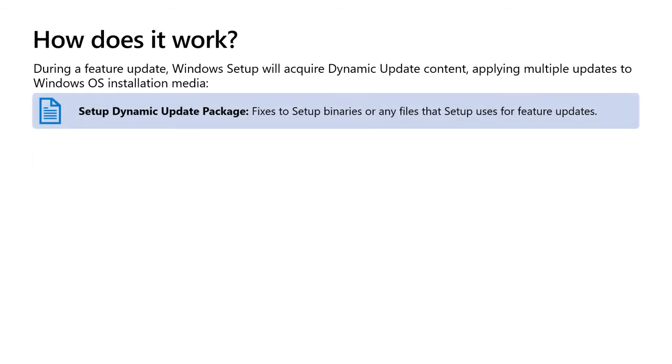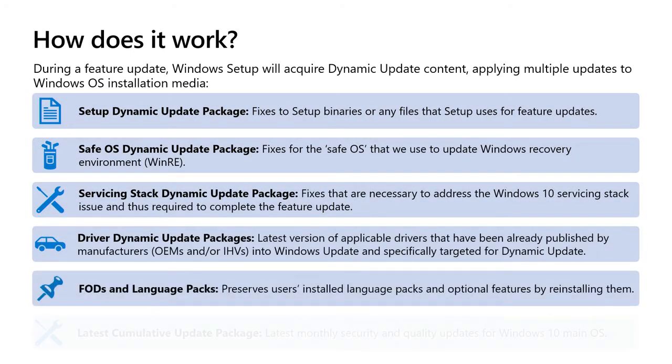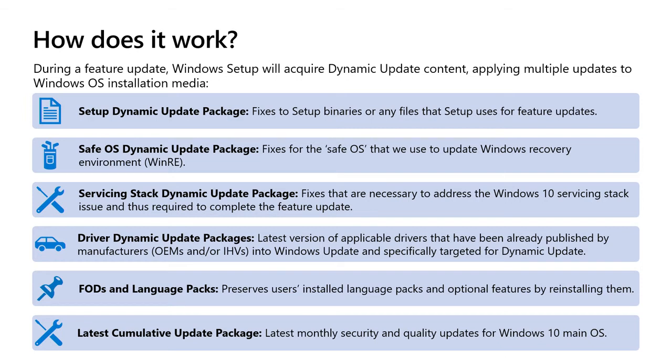So how does it work? Let me go through the several packages. Early in the Windows setup program, setup will go out to Windows Update and attempt to acquire these additional packages. And they map pretty closely to an earlier slide that you saw. The first one it'll acquire is a Setup DU package, and this is updates to the setup program and the DLLs and so forth that setup needs. The second one is what we call Safe OS, or Safe OS DU package, and these are updates needed for the Windows recovery environment. Third one is the servicing stack. I mentioned earlier, this is sort of the lowest level in the OS where updates are applied, and so these are updates, as I said, to that update engine.